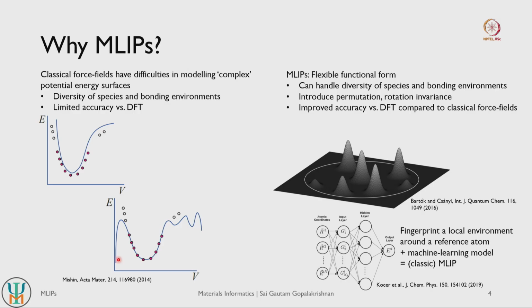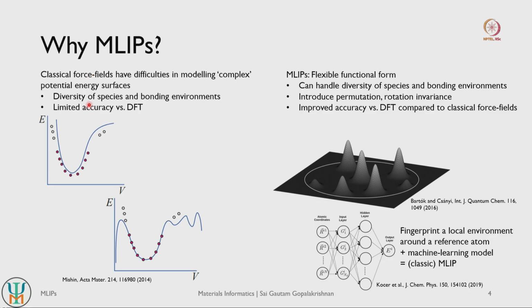But let us say your system has a very complicated potential, a potential energy surface that looks like this. You see that there are local minima here, and there is also a global minimum here. The global minimum looks parabolic, that is fine, but there are also local minima here which may be important for modeling this system. This type of potential energy surface is difficult to model with a classical force field, because we have fairly limited functional forms available.